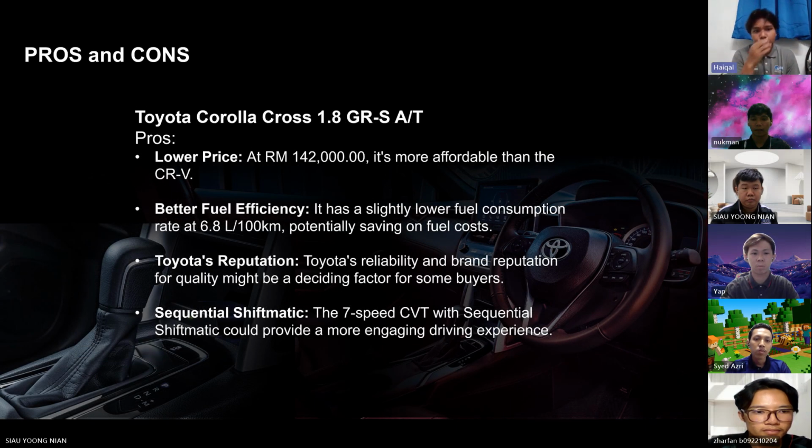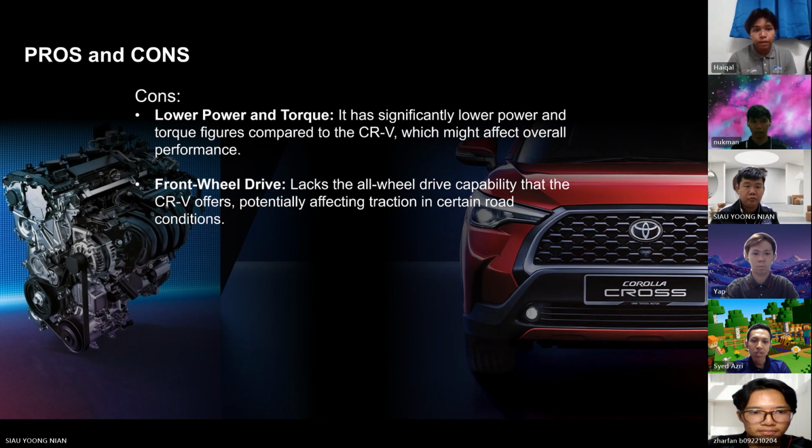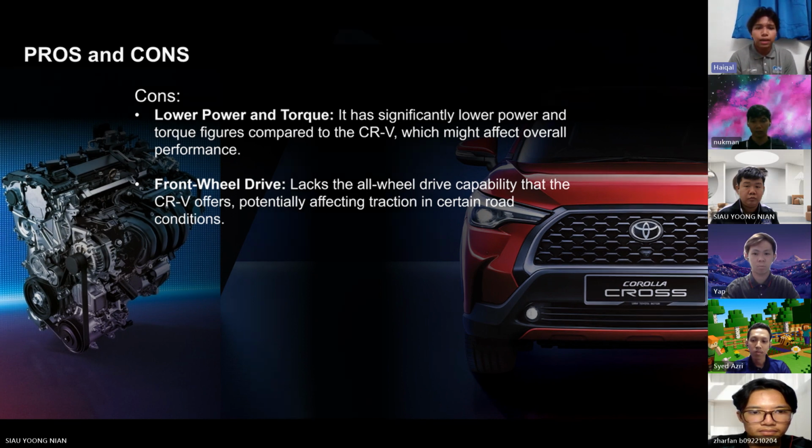Next, for the advantage of the Toyota Corolla, it provides a lower price, which is more affordable than the Honda CR-V. Better fuel efficiency, lower fuel consumption. Next, Toyota's reputation. Toyota's reliability and brand reputation for quality might be a factor for some buyers. Last, sequential shiftmatic. It provides the 7-speed CVT with sequential shiftmatic. For the disadvantage of the Toyota Corolla, lower power and torque. It has significantly lower power.